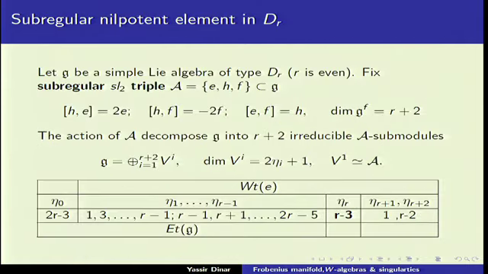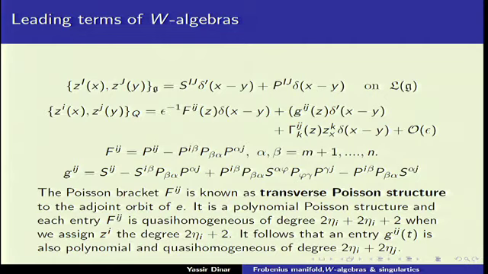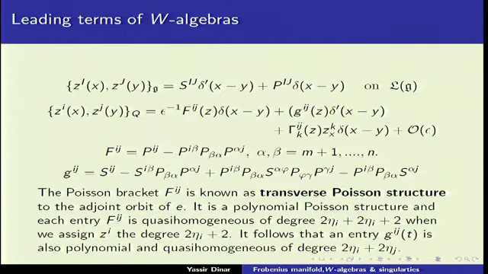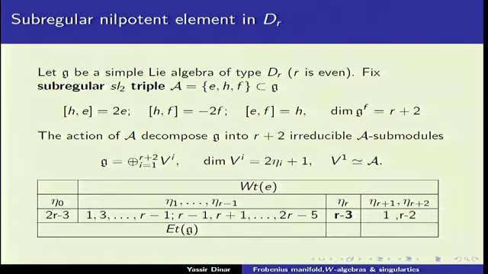Okay, so this is just the definition of classical W-algebras, how it looks, and what the leading term is. The leading term is the transversal Poisson structure, and we have some kind of quasi-homogeneity condition, and all the terms actually are polynomial. Now we restrict ourselves to the subregular nilpotent element in the Lie algebra of type DR, which is a special orthogonal algebra of type 2R.